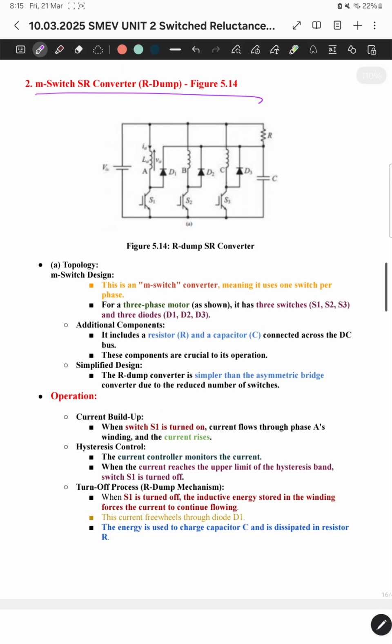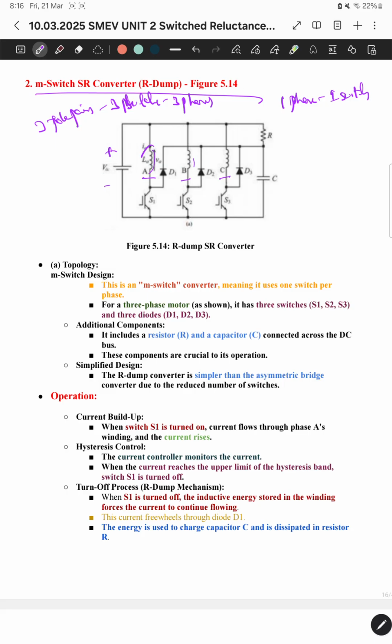In this case, previously it was 2M switches. Now for one phase I am using one switch. Let's assume that 3 pole pairs are there, so that means 3 phases, and 3 switches are used for 3 phases. This is for A phase, this is for B phase, and this is for C phase. I have shown you the diagram here. This is the motor winding for A phase, B phase, and C phase.